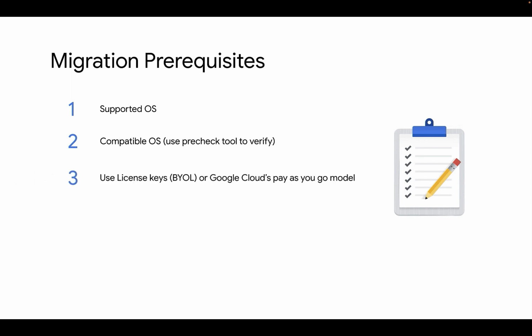Before you start a migration, you should always check if the OS is supported for migration, check if the OS is compatible for migration by running the pre-check tool, choose if you will use your own license keys or if you will use Google Cloud's pay-as-you-go model, set up a storage bucket, and grant IAM permissions for the import operation.